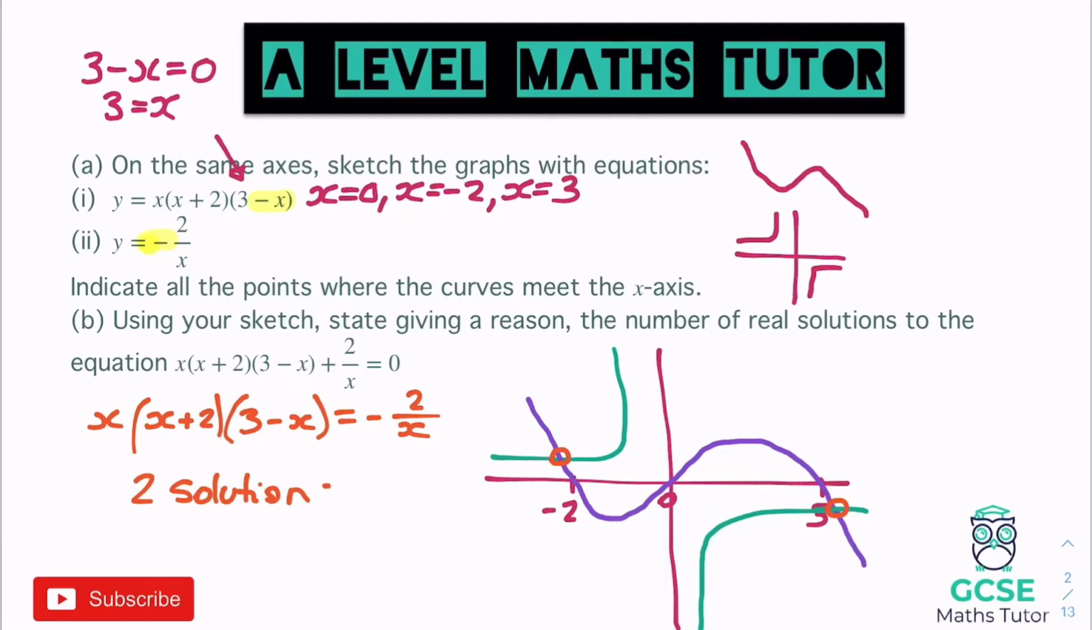There we go, and it does say giving a reason, so it's just as the curves intersect at 2 points.